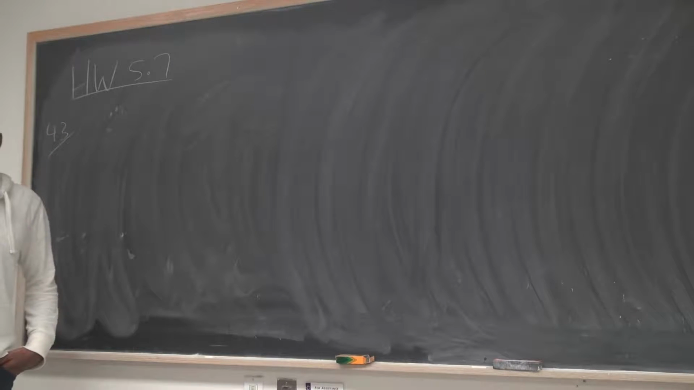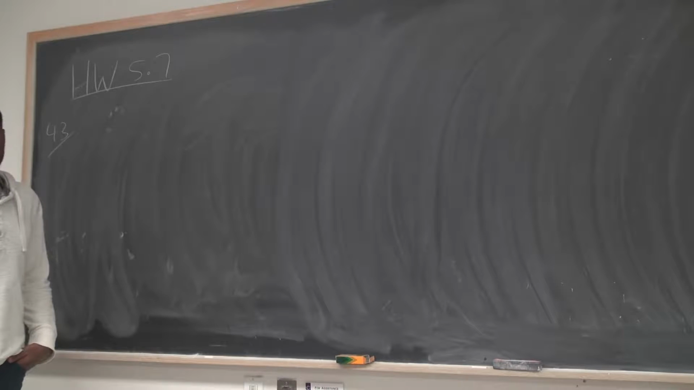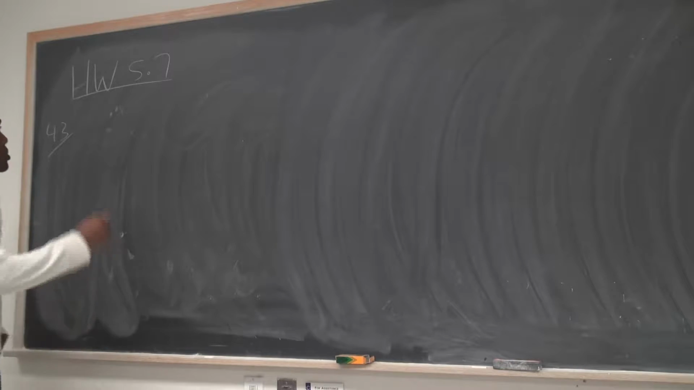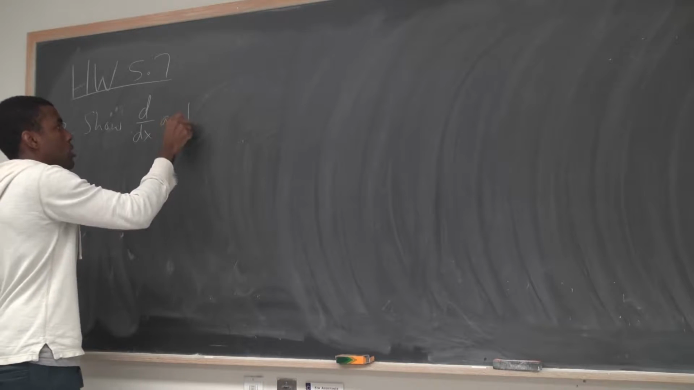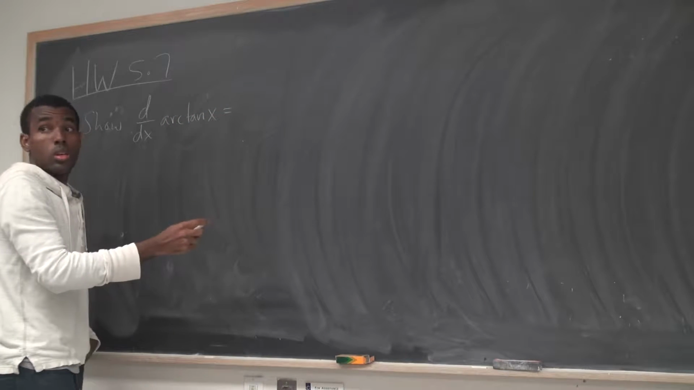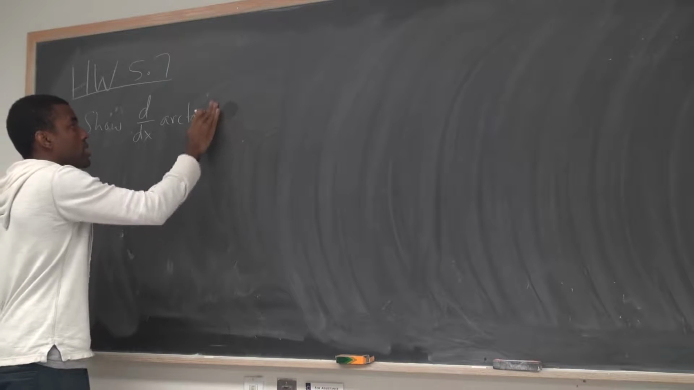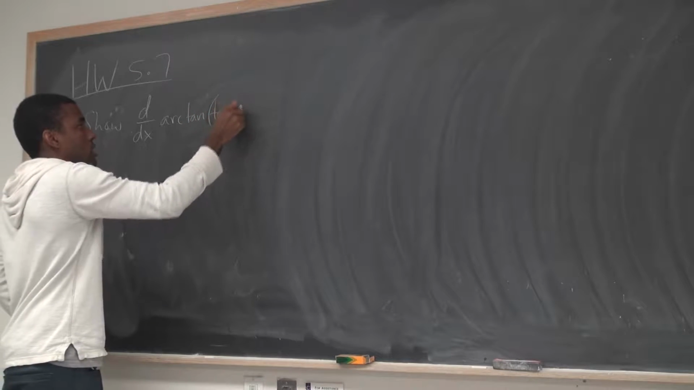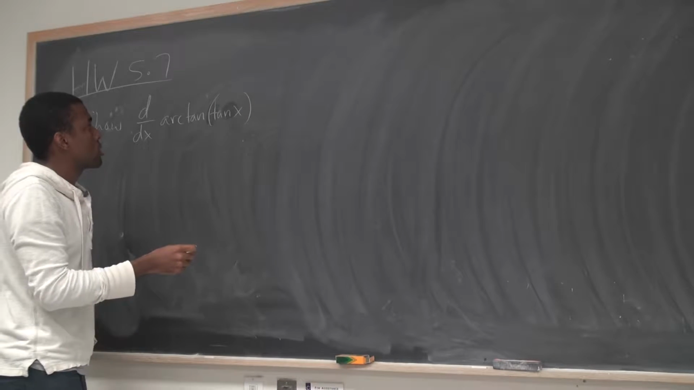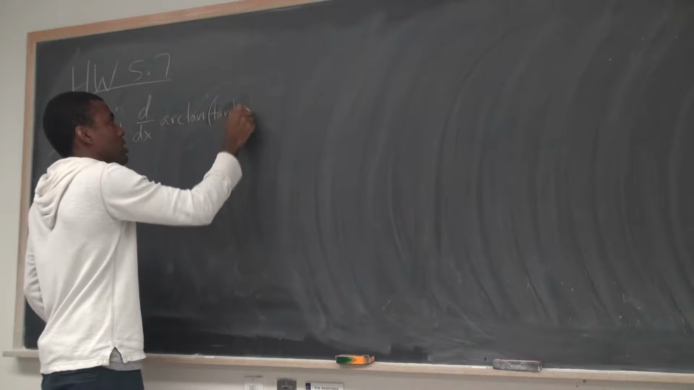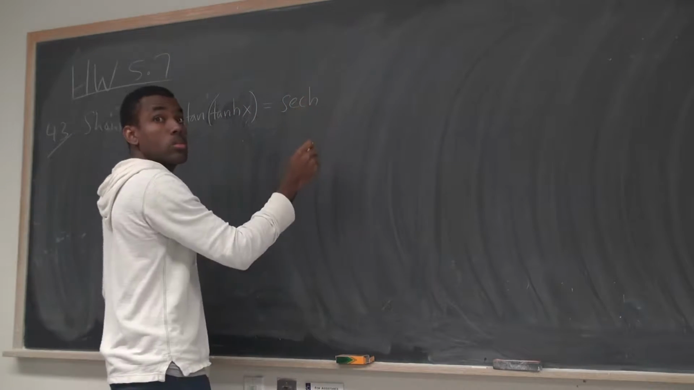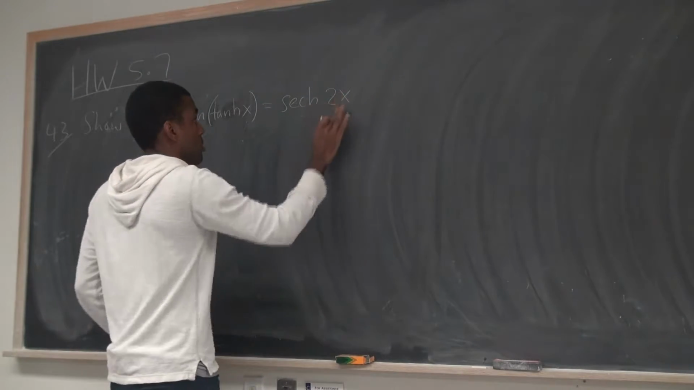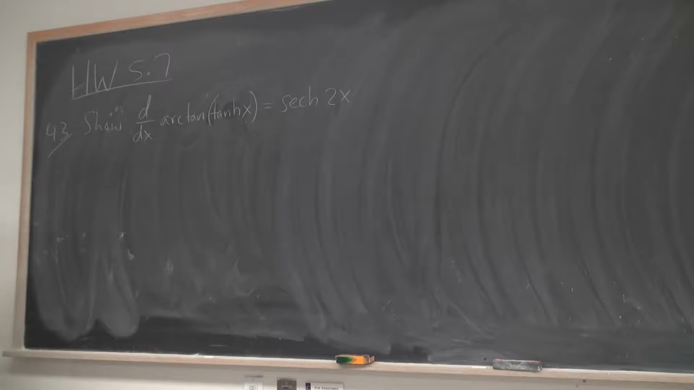What's 43? Show that the derivative of arctan of tanh x equals the hyperbolic secant of 2x. Done? So I'd just start by trying to find the derivative here.